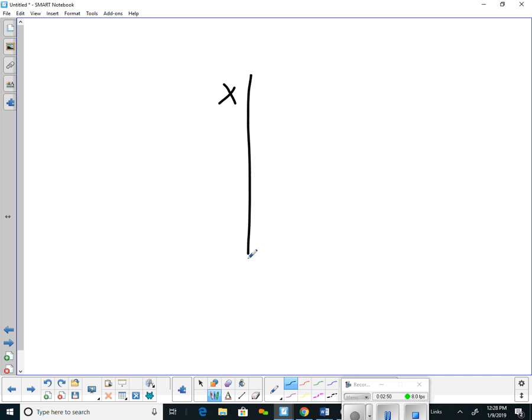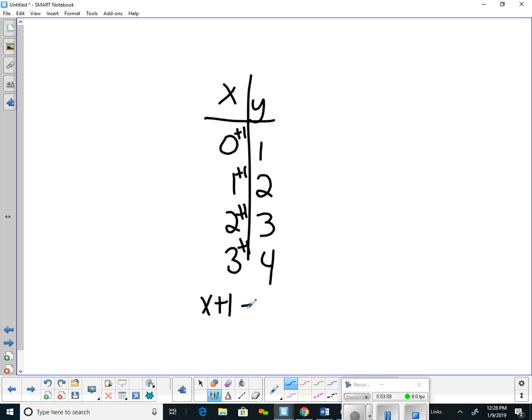If I have a table, if I have this, 0 to 1, we're going to add 1. Did that hold true all the way down through? And it did. So I would have x plus 1 is equal to y.